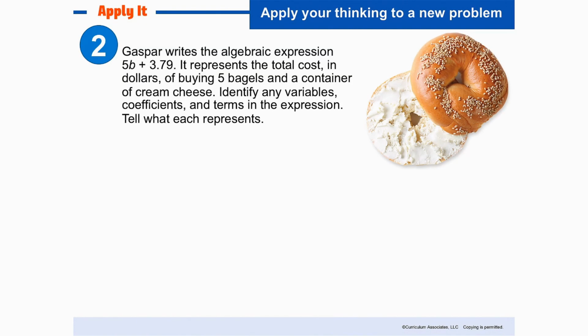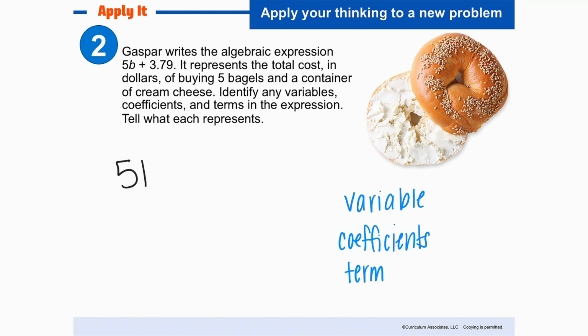Now looking at number 2, it's going to ask us for 3 things. So I'm just going to write this down here. An algebraic expression will have a variable. There will be coefficients. And the last thing is a term. Okay, so in this problem here, it says that Gaspar writes the algebraic expression 5b plus $3.79. This expression represents the total cost in dollars of buying 5 bagels and a container of cream cheese.